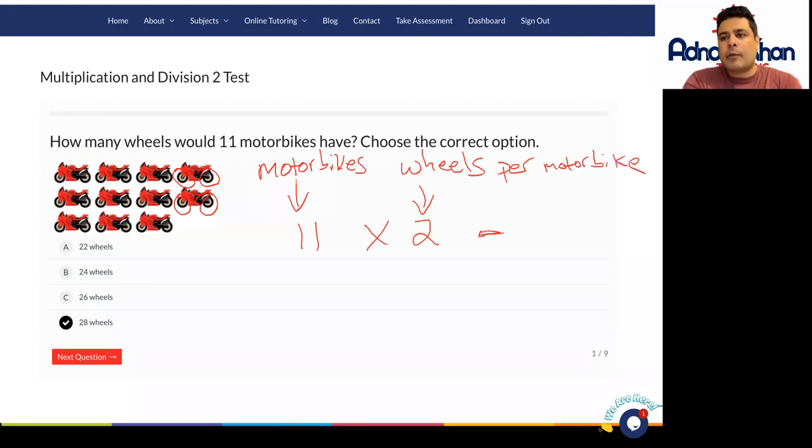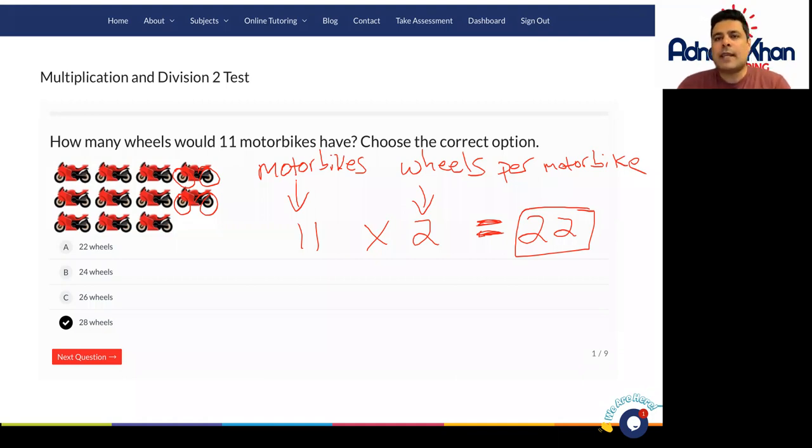Okay, and now we're just going to use our 2 times table or our 11 times table to work out how much this is. So 11 times 1 is 11, 11 times 2 is 22. So how many wheels would 11 motorbikes have altogether? They will have 22 wheels altogether on 11 motorbikes.